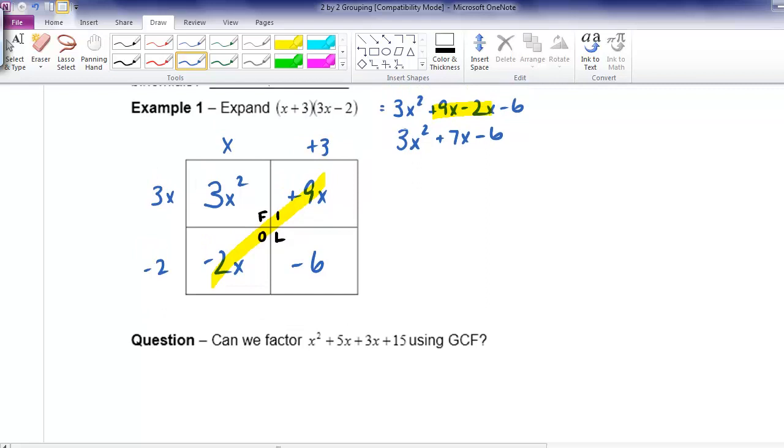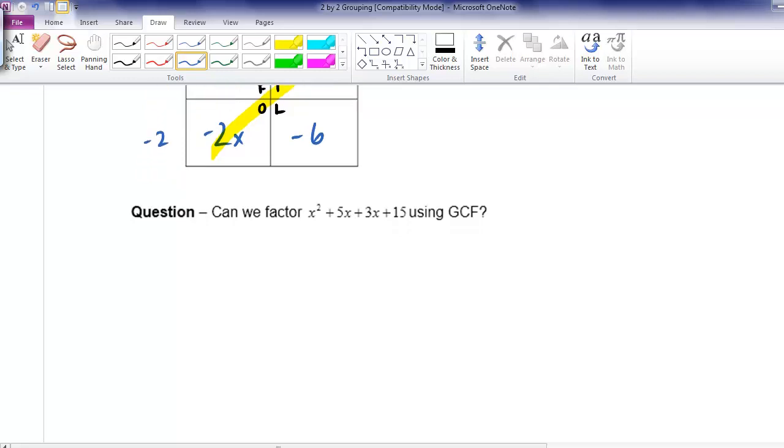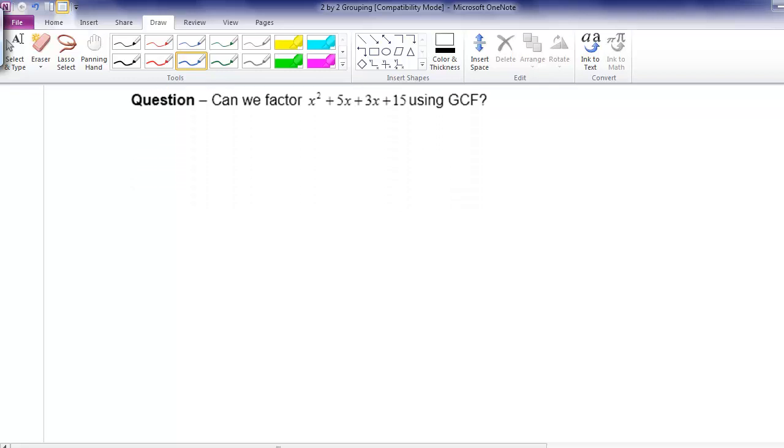what we want to end up with is when we unexpand, when we factor something, we want to end up with 2 binomials. So again, the key idea is when you multiply 2 binomials, you always get 4 terms. Therefore, when you unmultiply them, you should get back to your 2 binomials.